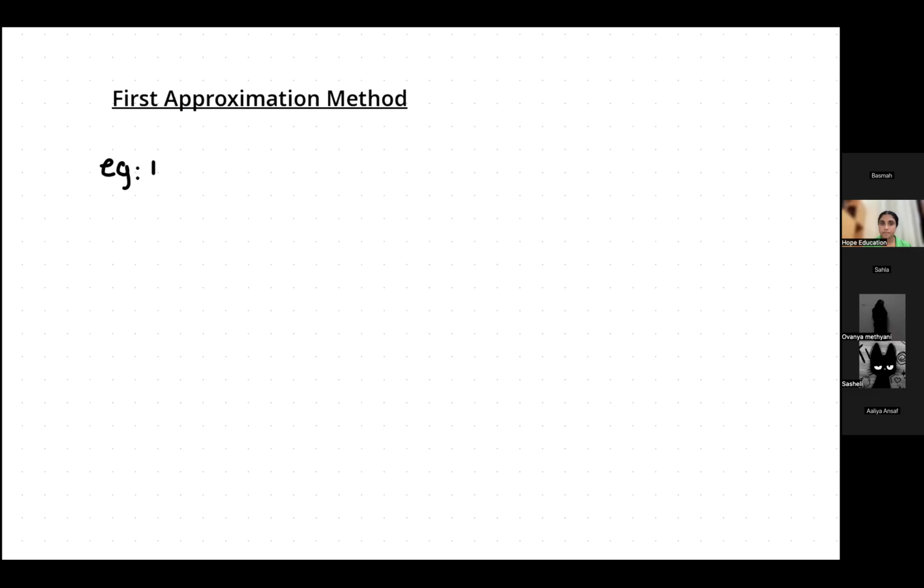Example number 1. The question says, you have to find the square root of 5. Is 5 a perfect square number? Does it have a nice square root? No. Okay, so 5 is not a perfect square number.